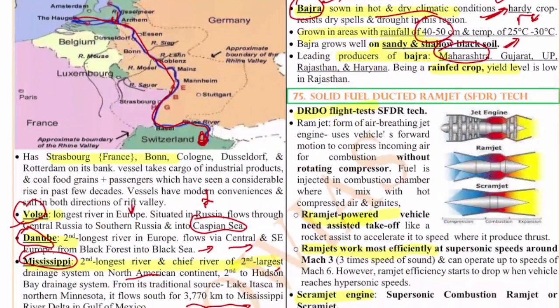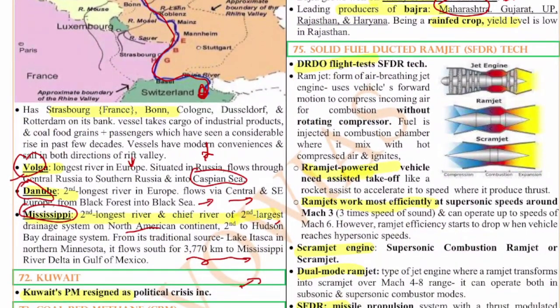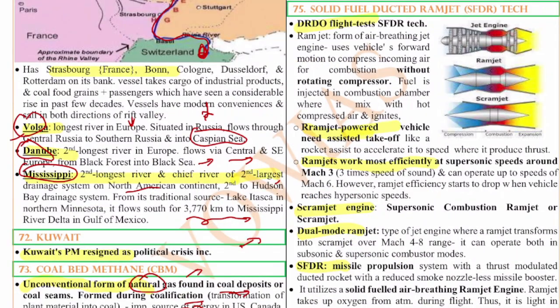Next, 75th question is on the solid fuel ducted ramjet. We have two engines, the ramjet engine and the scramjet engine. Okay, so this ramjet engine is basically that engine which functions at supersonic speed. That means about 3 Mach to 6 Mach. The ramjet engine will use the forward motion of the rocket. It will use the vehicle's forward motion to compress the incoming air. That means it does not need any compressor.